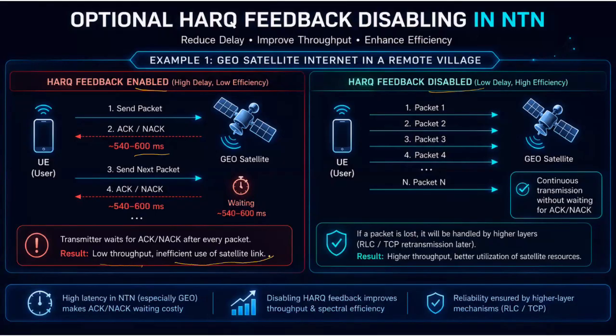Suppose HARQ is disabled. We don't have to wait for ACK/NACK before sending the next packet. So you can send packet 1, packet 2, packet 3, packet 4, and so on without waiting for ACK and NACK. Then the question arises: what happens if a packet is lost? If a packet is lost, it can be handled by higher layers like RLC and TCP retransmission later on. So what will be the result? The result will be higher throughput and better utilization of satellite resources.